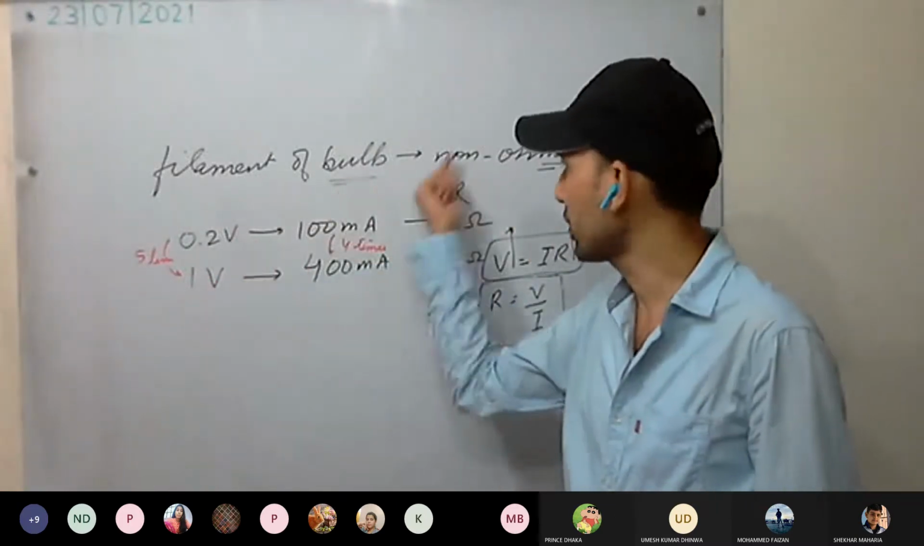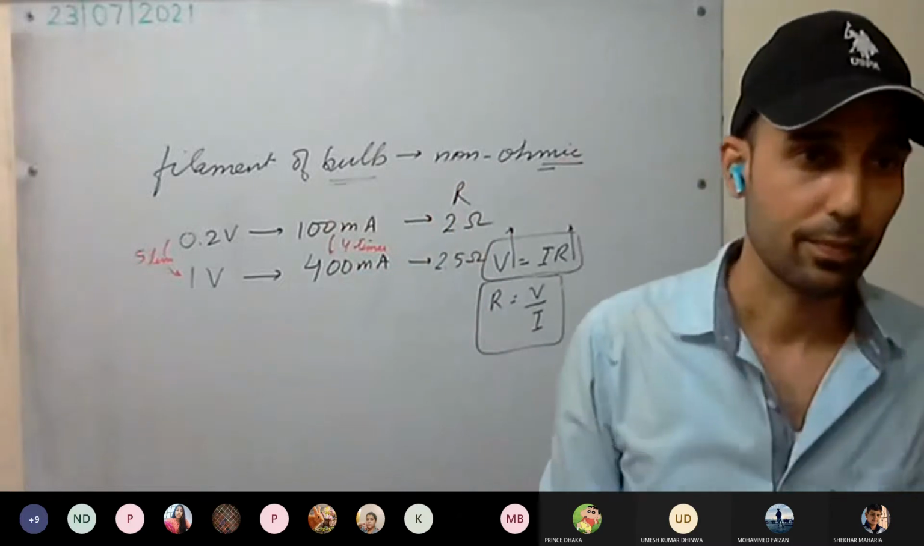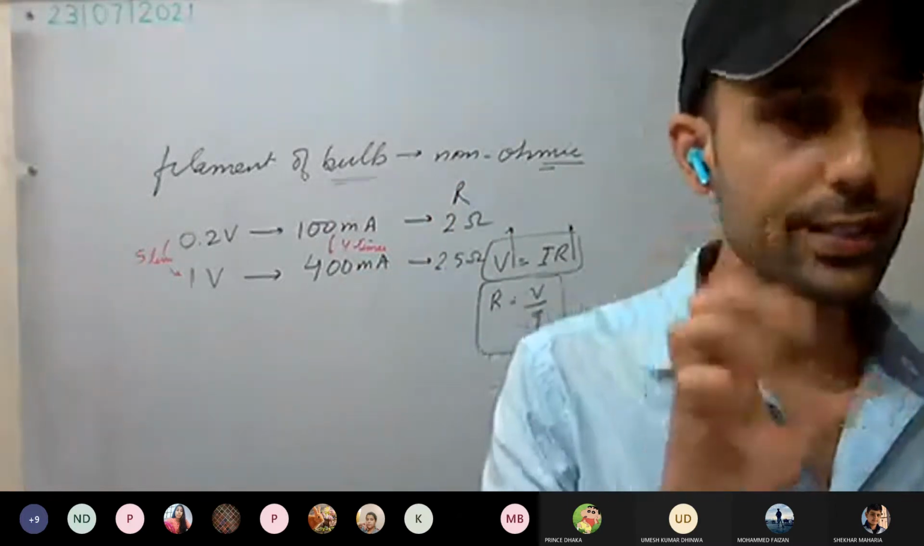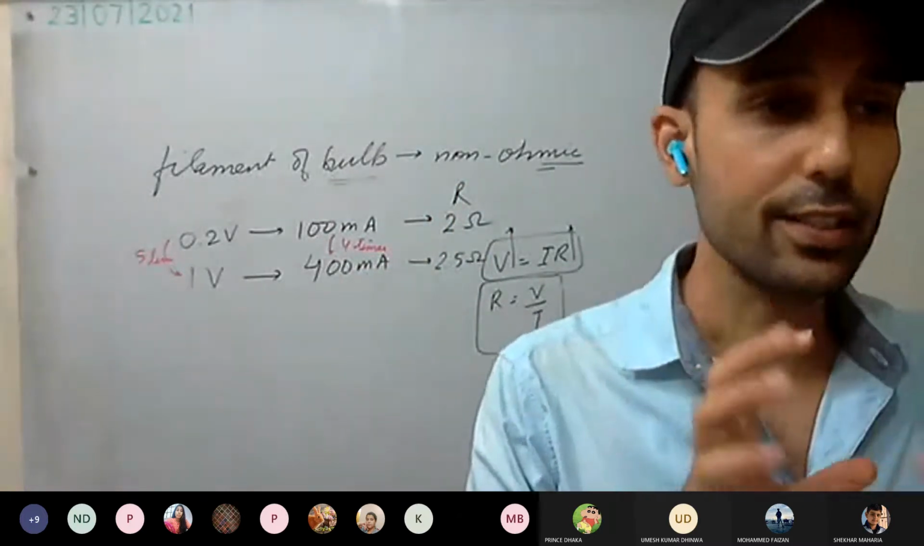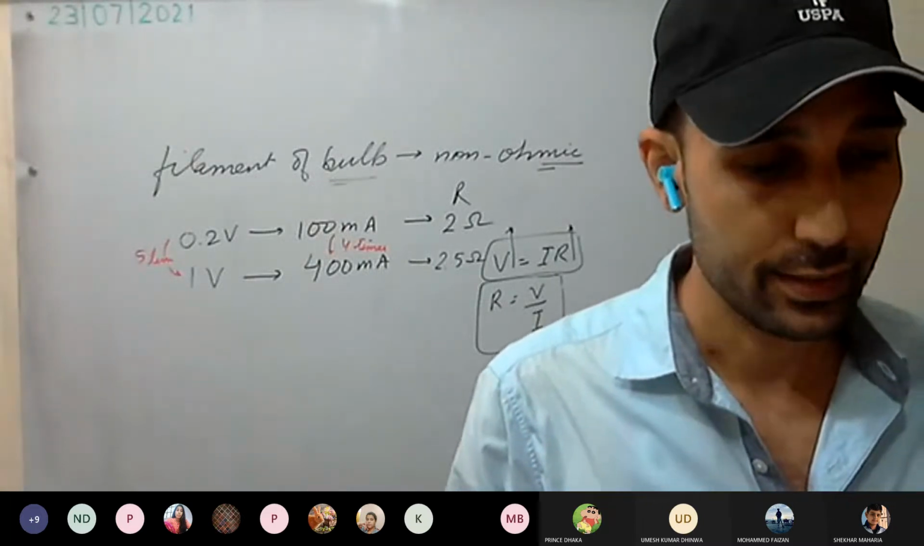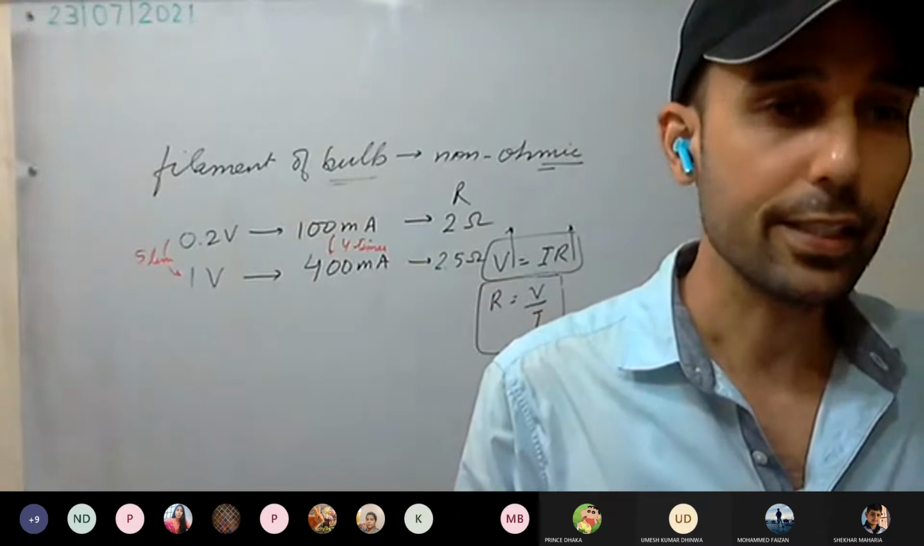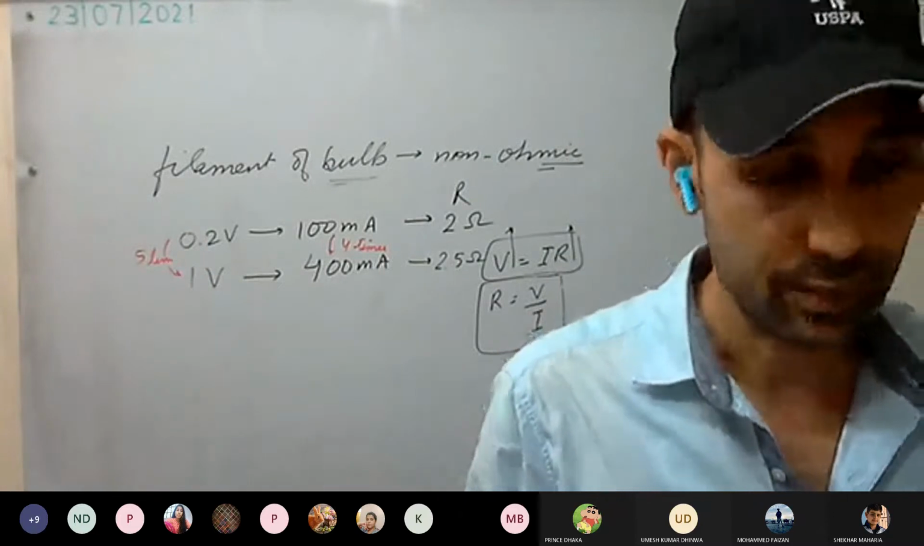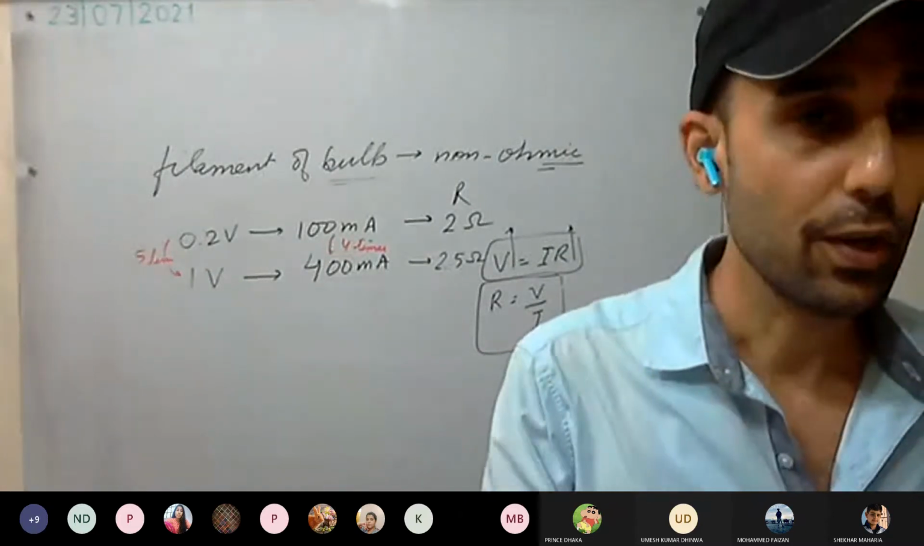With increasing potential difference, non-ohmic conductor. This you already know: with increase in temperature, resistance increases for every material, whether it's non-ohmic or ohmic. And how much it increases depends on the nature of the material. Is this clear? Have you all understood?